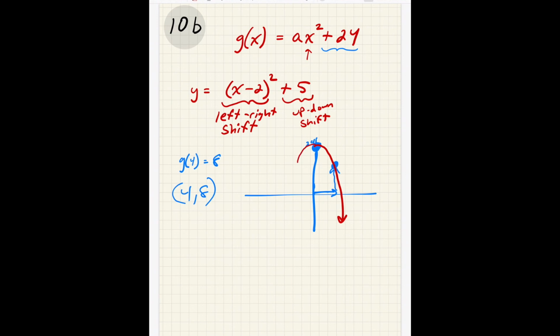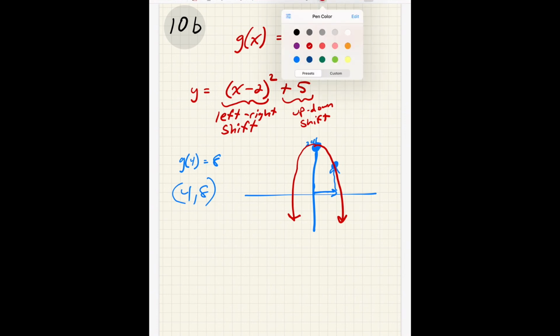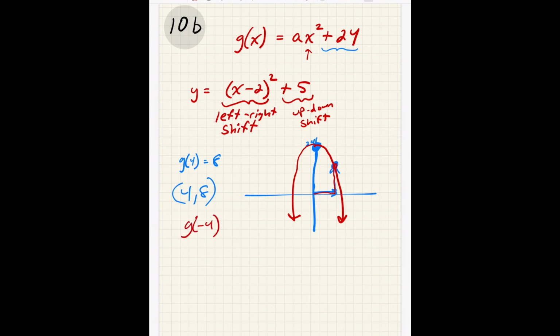And because there's no left-right shift, we know that it's symmetrical on both sides of the y-axis. That stands to reason that if we're going over 4 and up 8, and then they're asking, what's g of negative 4? Well, that just means when x is negative 4, what's y? So if we were to go back 4, we would still go up 8, positive 8, because there is no right-left shift. So if we can understand what a graph is doing based on its equation, it could be very, very helpful for those of you who are more visual.